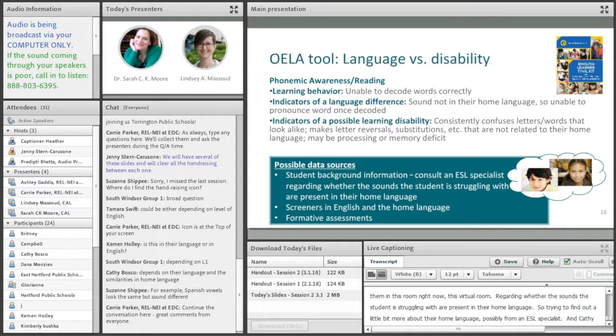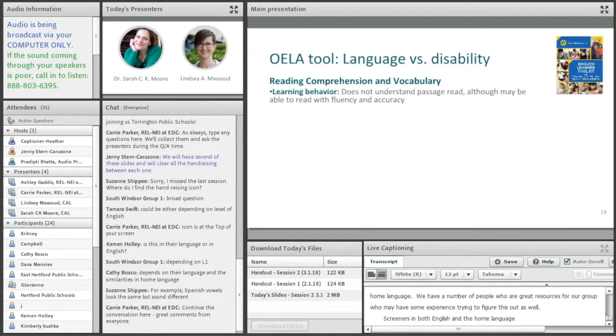And Kathy Bosco is also making that point. This depends on their language and the similarities in home language. So we have a number of people who are great resources for our group who may have some experience trying to figure this out as well. Screeners in both English and the home language, and other kinds of formative assessments could be used as well. Okay.